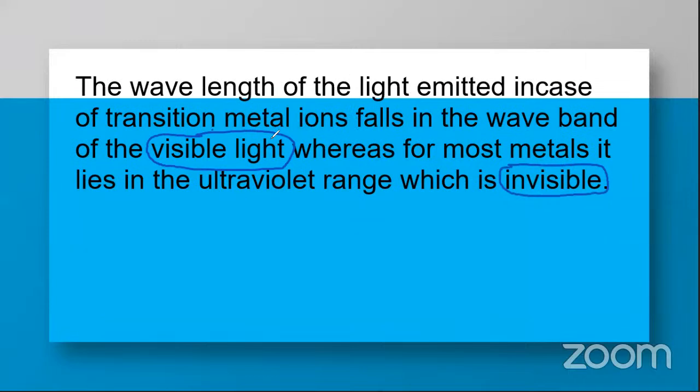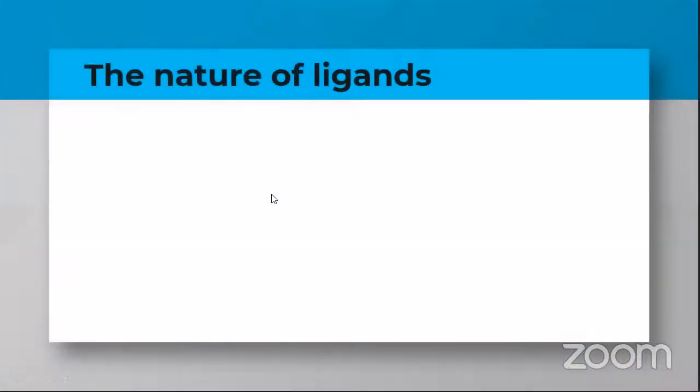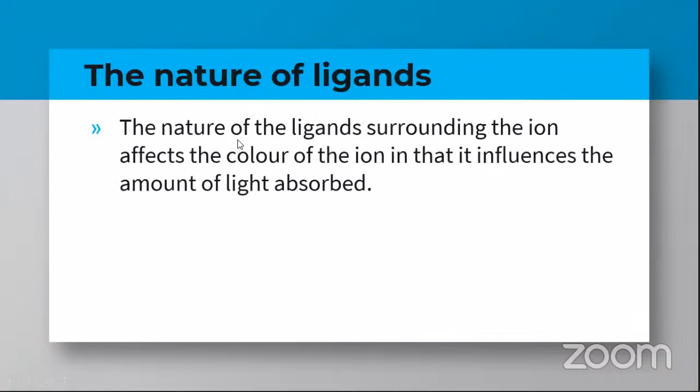And once again, this is caused by the presence of the 3d subshell, because the electrons which get excited are the ones in the 3d, not in the 4s, but in the 3d. Then we look at a second factor, the nature of the ligands. The nature of the ligand surrounding the ion affects the color of the ion in that it influences the amount of light absorbed.